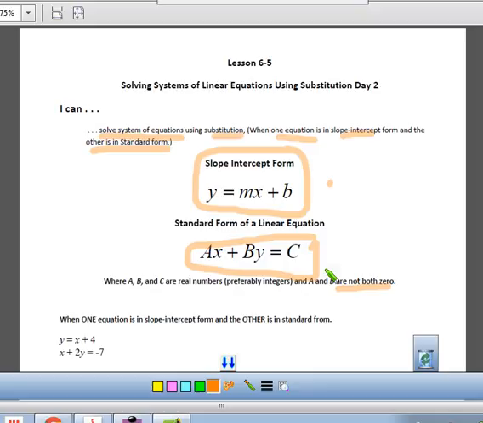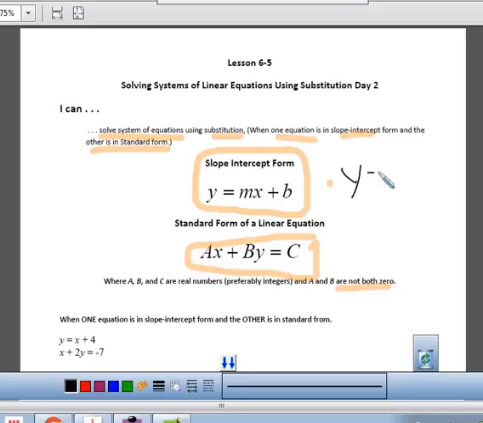We might have an equation in slope-intercept form that looks like y equals 2x plus 4. And then we might have one in standard form that might be 2x plus 3y equals 10. You'll notice there's a number in front of x, that would be the a, a number in front of y, that would be the b, and then a number on the other side of the equal sign.